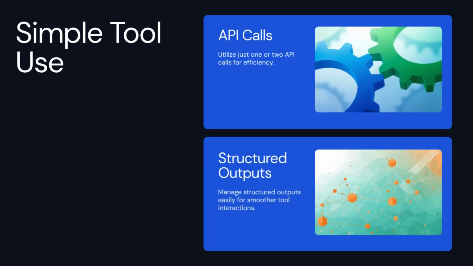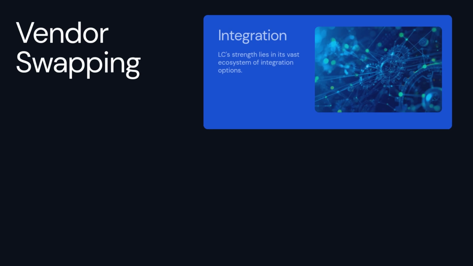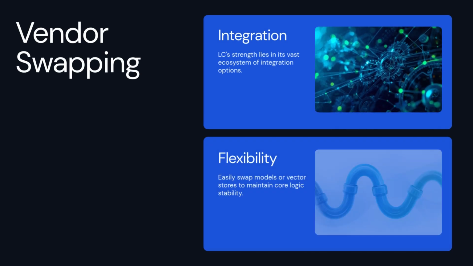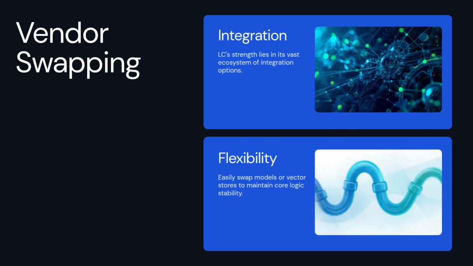Makes sense. Second signal. Simple tool use, maybe just 1 or 2 API calls. Again, classic LangChain agents territory. The agent might need to decide, should I use the search tool or the calculator tool? But it's usually a short process, maybe one decision. LC handles that, handles the structured output for the tool calls nicely, and those runnables make it easy to swap things later. And the third signal, your main goal right now is just vendor swapping, trying different models or vector stores.